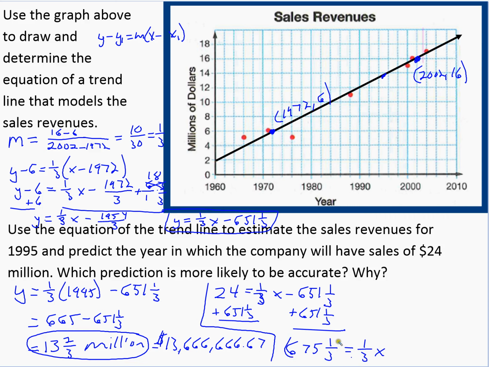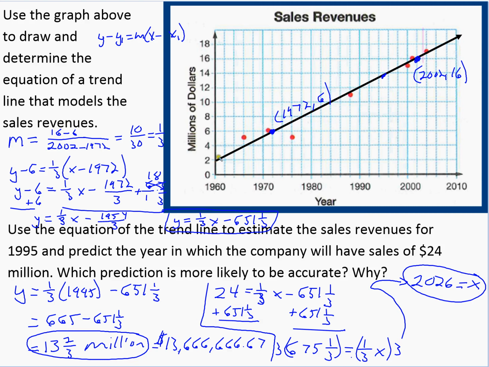multiplying both sides by 3. We'll solve for x, and so x will be equal to 675 times 1/3, which is 2026. And so what does that tell us? That tells us in the year 2026, the company will probably reach $24 million. That's their prediction.